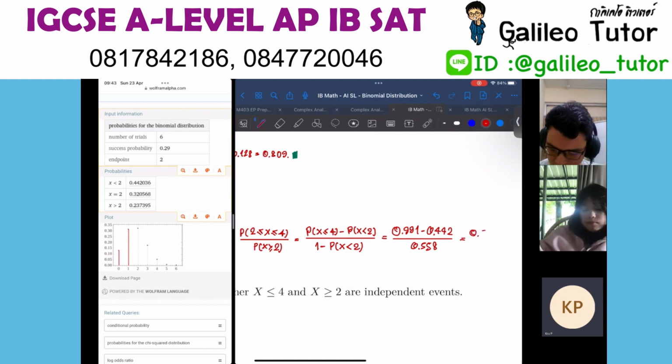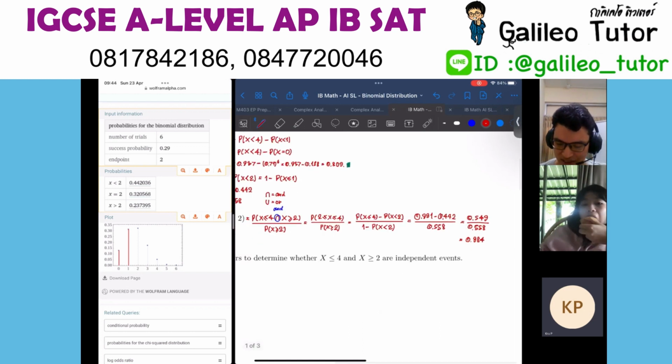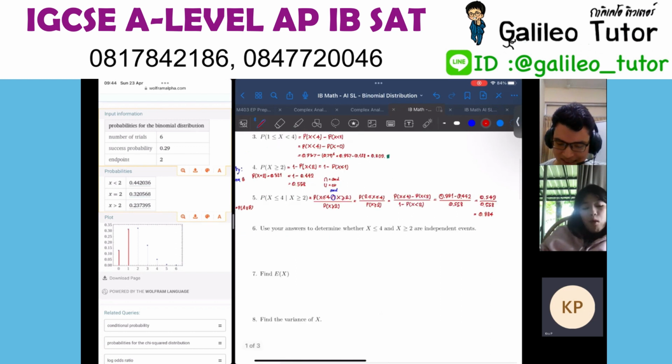Okay, 0.991 minus 0.442. This is going to be 0.549 divided by 0.558. Okay, now use your calculator. 0.984. Yes, 0.984. Good. Now, number 6.